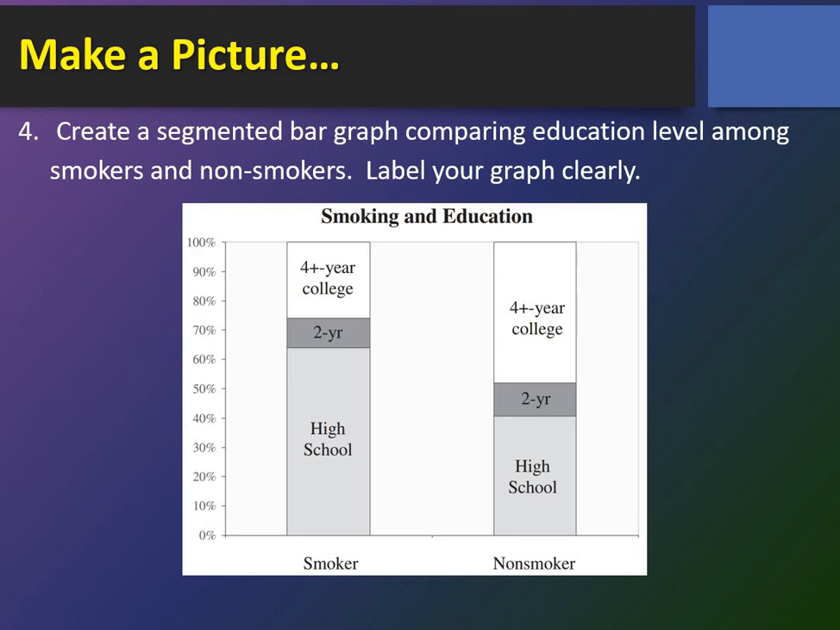If your totals are not the same, total number of smokers and total number of non-smokers, you must do a relative frequency. You cannot do counts if your totals are not the same. It's the only time counts are acceptable on a graph. Either you're looking at just one category or your totals for your groups are the same.